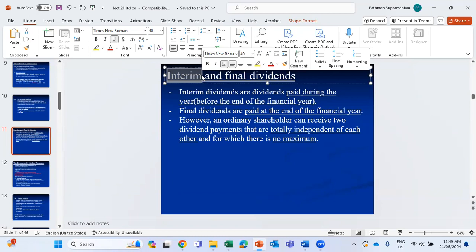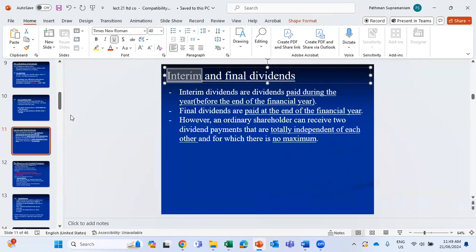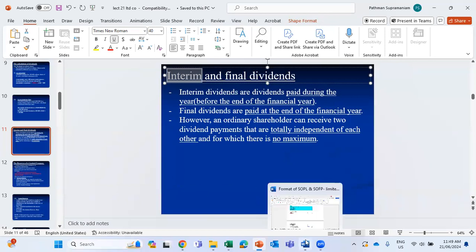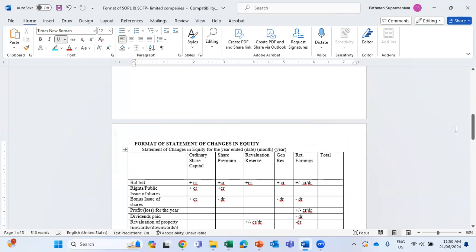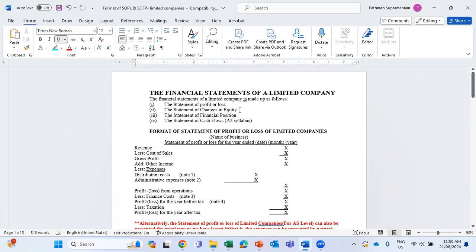Okay. All right. Okay. So now let's stop talking about dividend. Let's go back to this one here. Let's talk about what are the financial statements prepared by a limited company. Okay, let's do a comparison between sole trader and partnership and company. So firstly, company will prepare a statement of profit and loss just like how a sole trader does and partnership does.